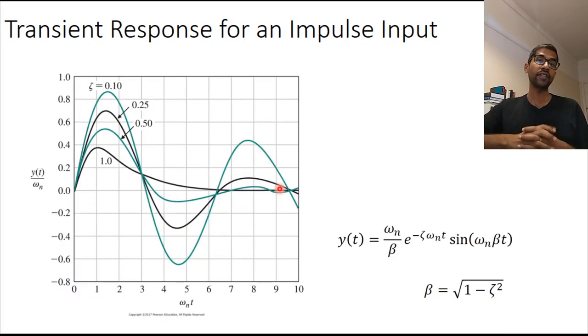Now, this is the transient response of an impulse input, and I will let you calculate that. I hope you did the exercise before this video, and if you had done that, you would have got this output.